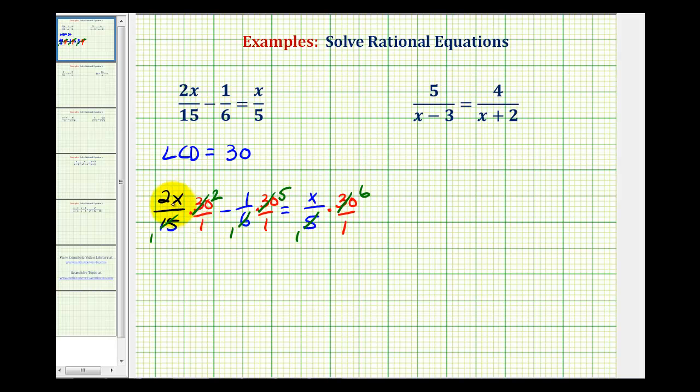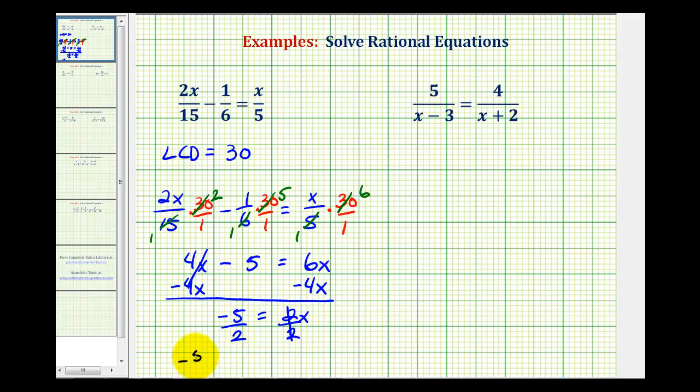So this first product would be 2x times 2, that's 4x, minus, here we just have 1 times 5, that's 5, equals, over here we have x times 6, or 6x. And now we'll solve this equation for x. So let's go ahead and subtract 4x on both sides of the equation. This will give us 0, so we have negative 5 equals, this would be 2x. Divide both sides by 2, so we have negative 5 halves equals x. Or we can write x equals negative 5 halves.